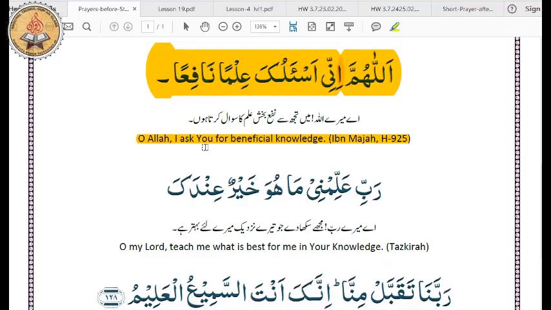Can you read the translation underneath, please? Oh Allah, I ask you for beneficial knowledge. And can you read the reference from where this prayer has been taken? Ibn Majah, and for the hadith, it's hadith number 925. Jazakillah N1263. Inshallah, during the class, we will give you the mic once more. Jazakillah.